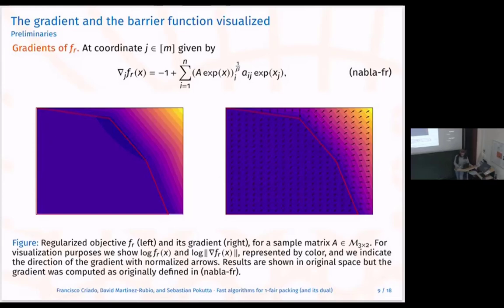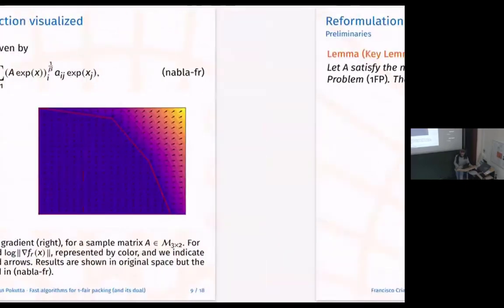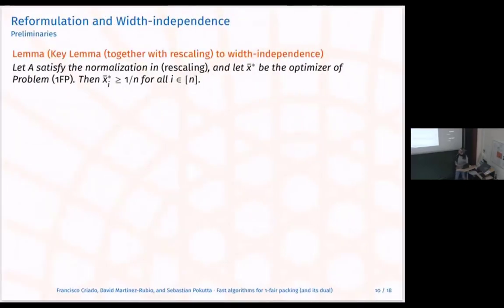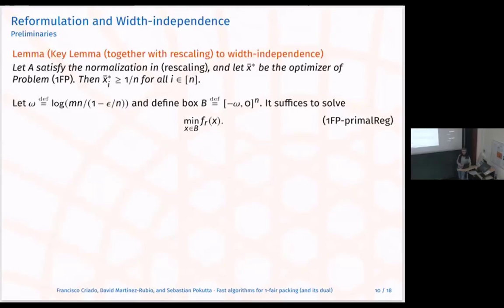Yeah, so that's basically the barrier function that we're going to use today. Now we have to look at the second thing, which is the width independence. And that goes hand in hand with the reformulation that we have seen earlier. Because after you've done the reformulation, it's quite easy to see that if you take a matrix A that is rescaled as before, and you look at an optimal solution to your one fair packing problem after the transformation, each of the optimal coordinates has to be at least 1 away. That's super useful because now you can put a box around your feasible region, and you know that the variables cannot be too small.